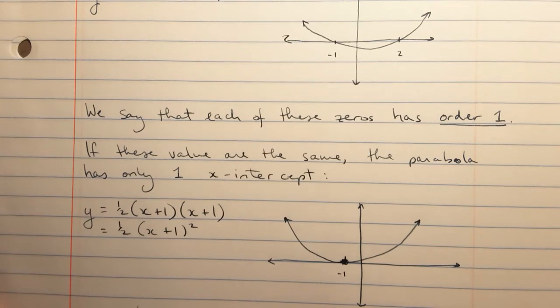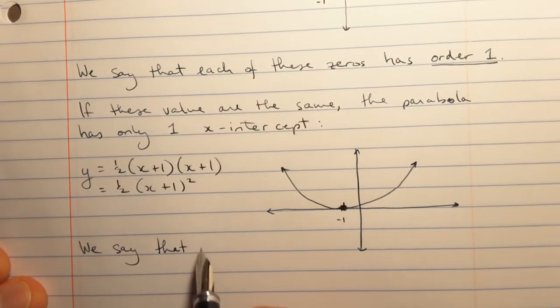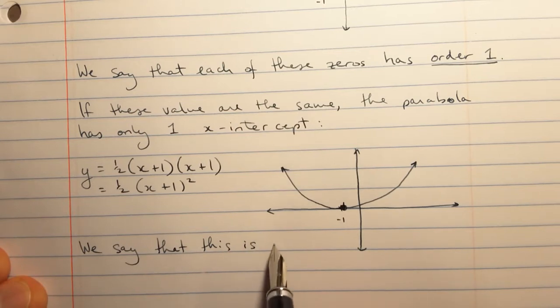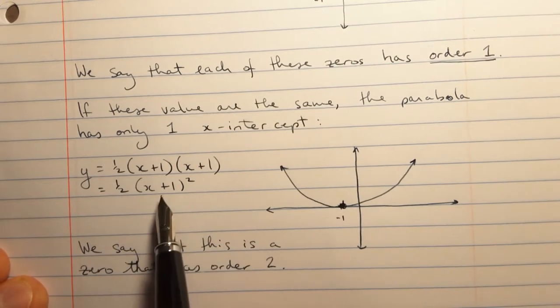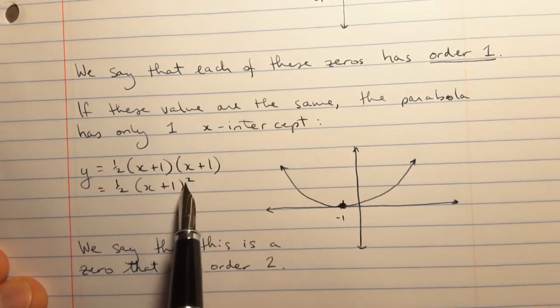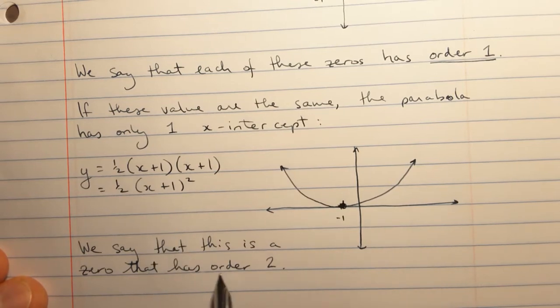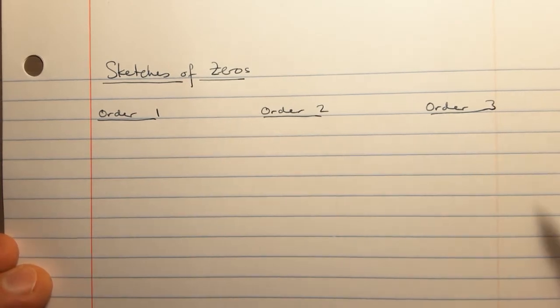So now this new word that we're working on, we say that this is a zero that has order 2. And in the equation we can see essentially there are two copies of this, or it has the exponent 2. So two copies of the same factor, or the exponent 2 is on the factor there, and that gives us the order.